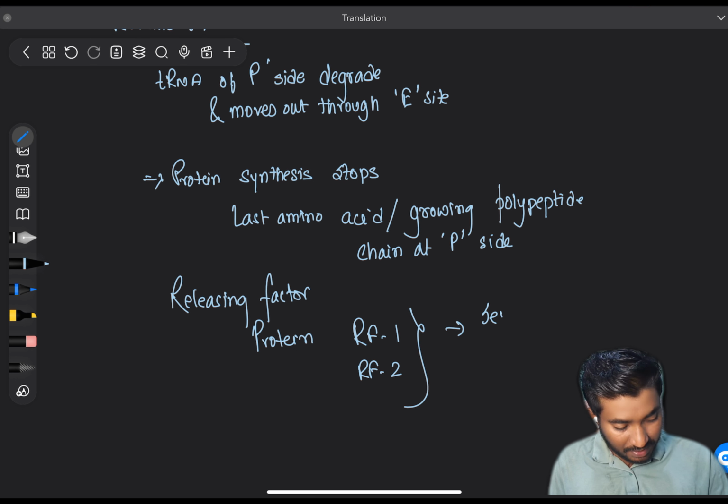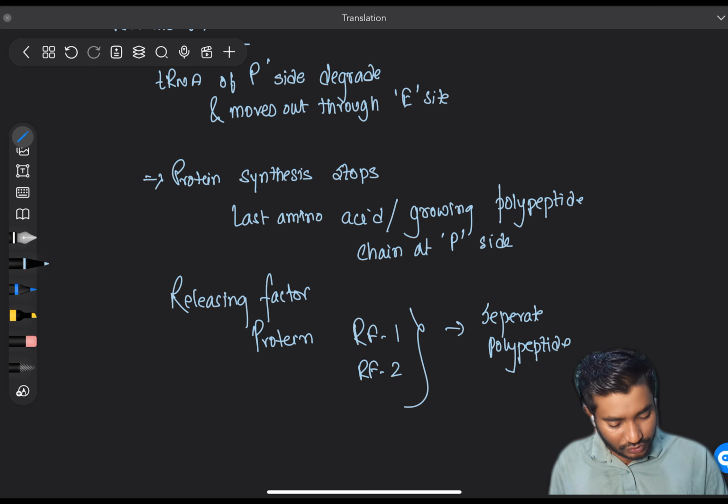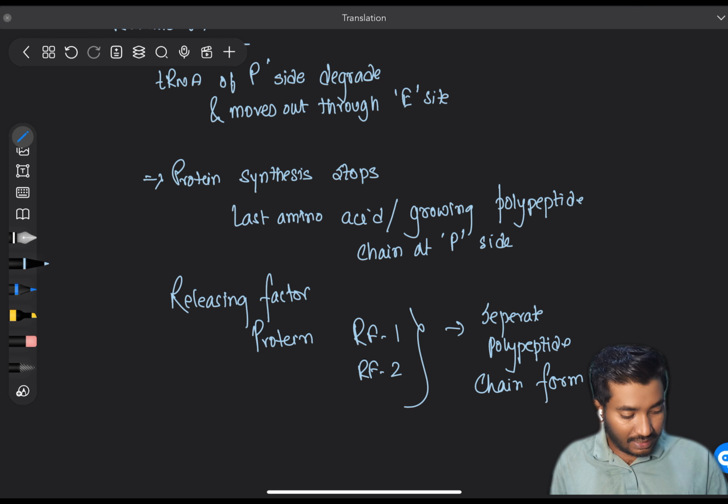They separate the polypeptide chain formed from the tRNA. Okay, these separate the polypeptide chain formed on the tRNA.